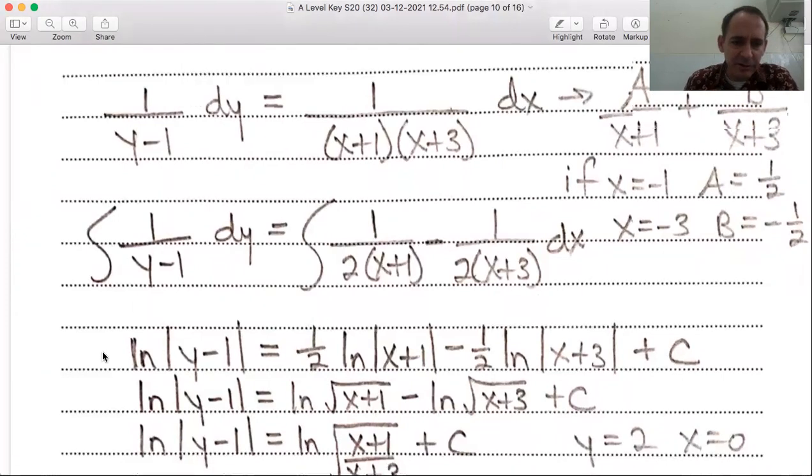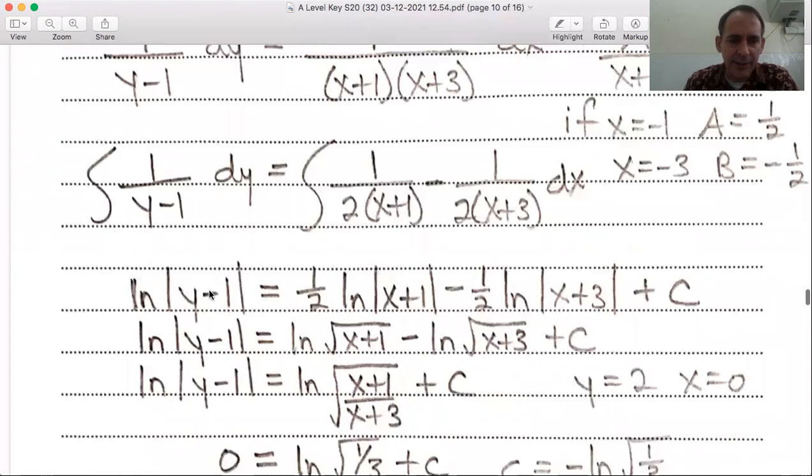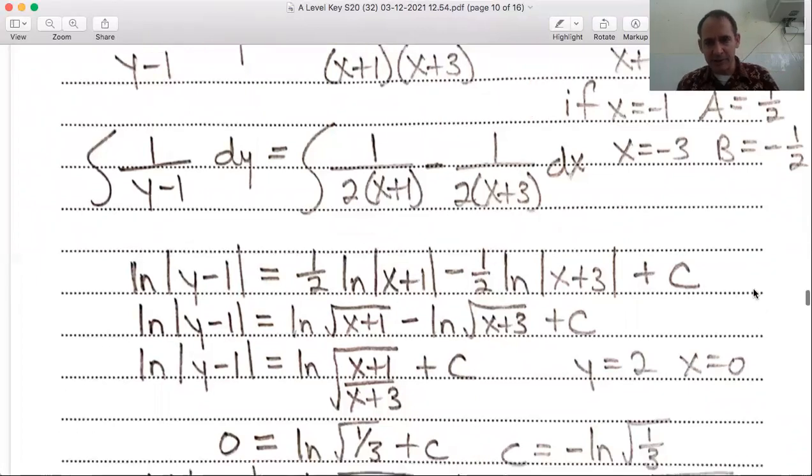On the left, you should recognize this as ln of y minus 1 equals, on the right, you should also recognize these as ln as well. So you have 1/2 ln of x plus 1 minus 1/2 ln of x plus 3. Don't forget to put your plus c at the end because we don't have bounds of integration.